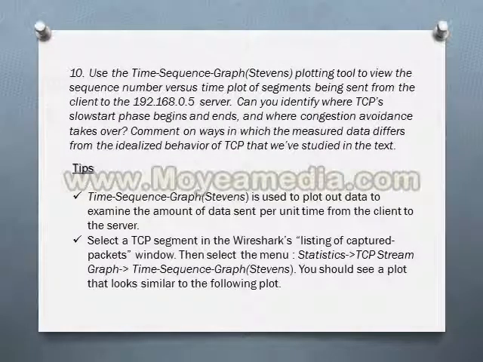Question number 10. Use the Time Sequence Graph (Stevens) plotting tool to view the sequence number versus time plot of segments being sent from the client to the 192.168.0.5 server. Can you identify where TCP's slow start phase begins and ends, and where congestion avoidance takes over? Comment on ways in which the measured data differs from the idealized behavior of TCP that we've studied in the text.